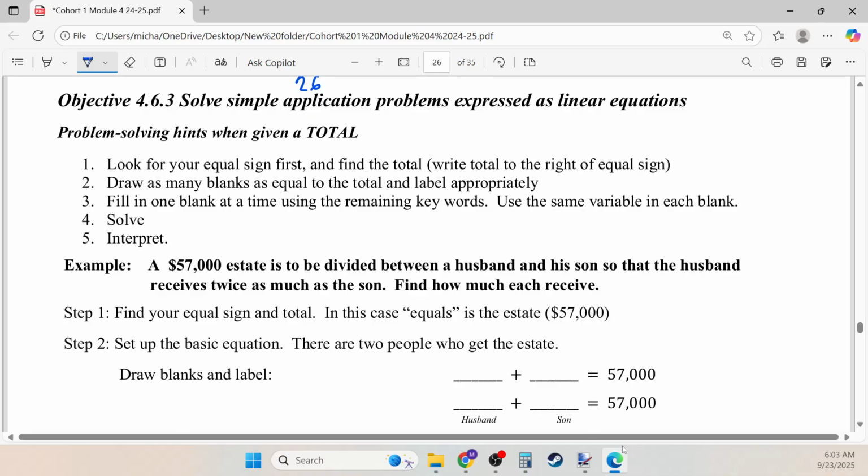Okay. Solve simple application problems, expressed as linear equations. So here are some hints. Look for your equal sign first. This is how I've been doing it with you in class. We always look for the word is, or the word are, or the word am, word be. These words turn into equal signs when we translate from English into our standard mathematical symbols.